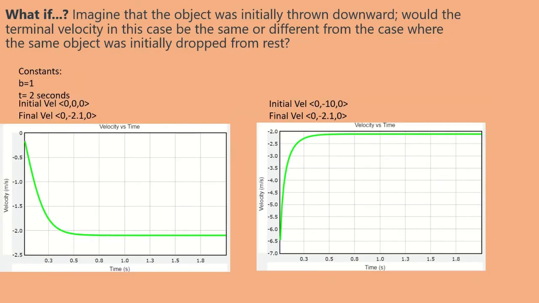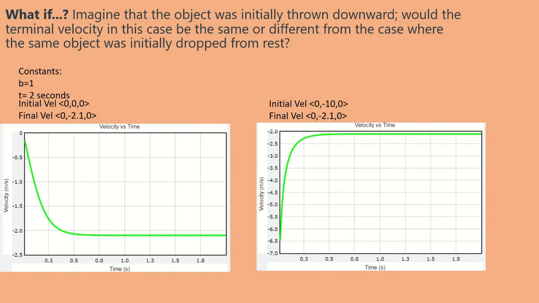So what if we did reach a terminal velocity? First I had to model this, and in order to model this, I used the same computational model in GlowScript. We had a small coefficient of drag, so I changed it to 1 instead, and then I increased the time to 2 seconds. I created two models where in one, the initial velocity was 0, and in the other, the initial velocity was -10 meters per second in the y direction.